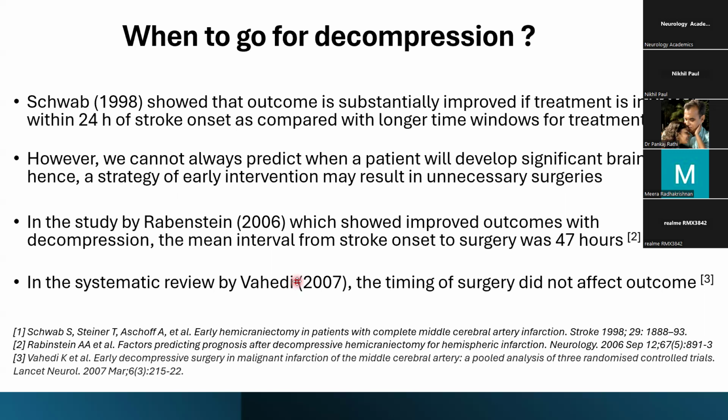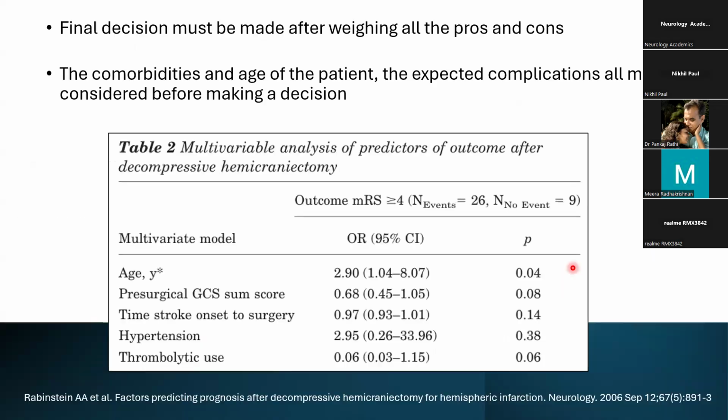So when to go for decompression? Very early studies showed that if it's done within 24 hours, it showed very good improvement. But that is a problem because we cannot always predict when a patient will develop significant brain edema, and such a surgical procedure can have its own complications. So if we intervene early, we may put the patient at risk for such issues. Later studies show that if it's done at 47 to 48 hours, it shows a better outcome. So currently, what they recommend is within 48 hours. But the final decision must be made after weighing all the pros and cons. The comorbidities of the patient and the expected complications from the procedure should all be considered before making a decision.